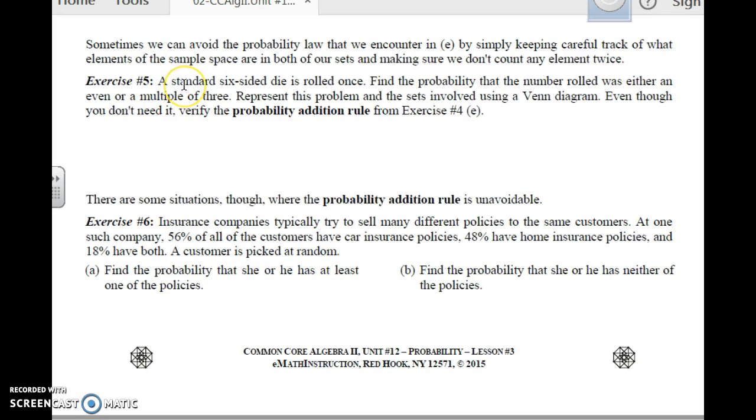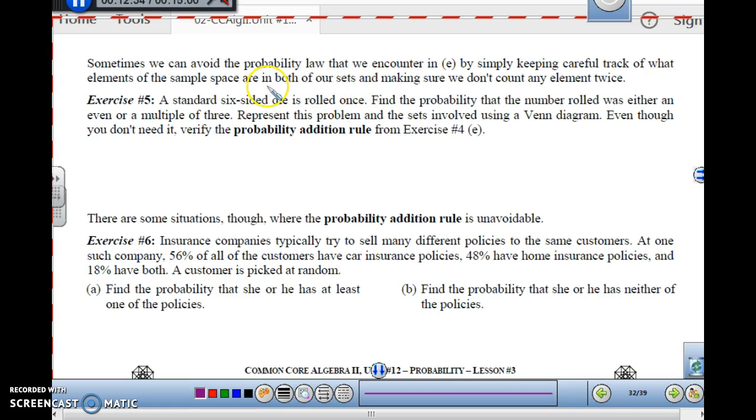All right, sometimes we can avoid the probability law that we encounter in E by simply keeping careful track of what elements of the sample space are in both of our sets and making sure we don't count them twice. Okay, so you have to be careful of the overlap. That's the overlap, and you don't want to count it twice.